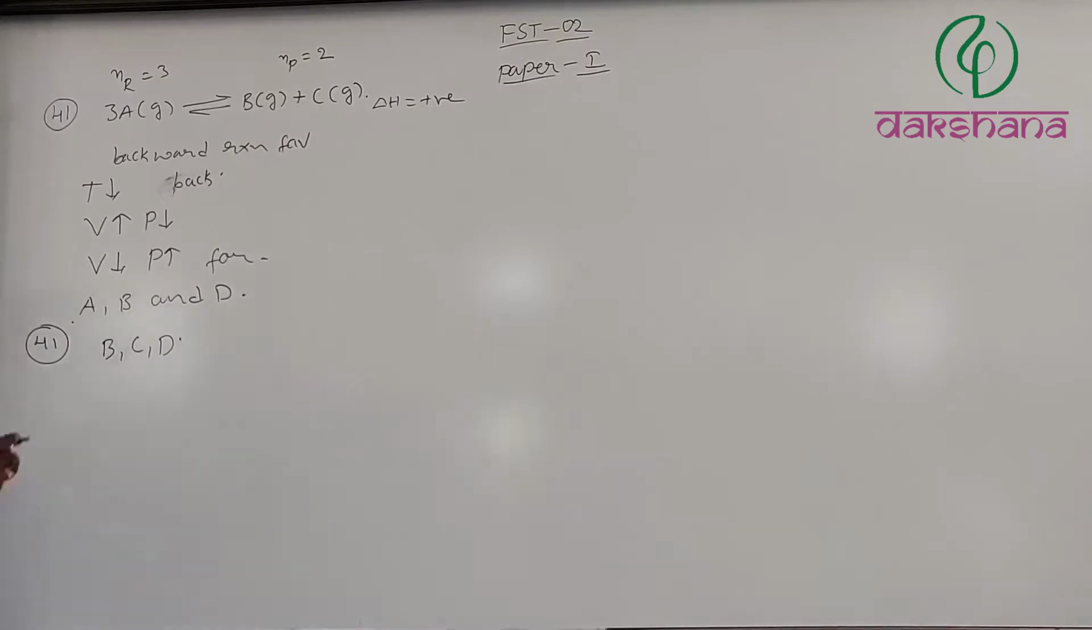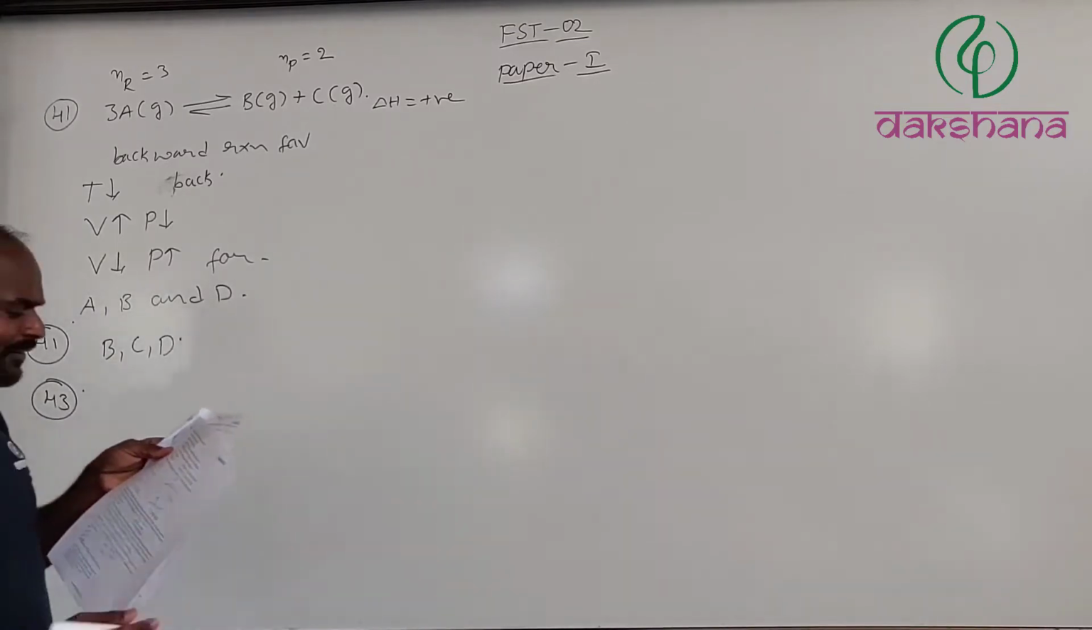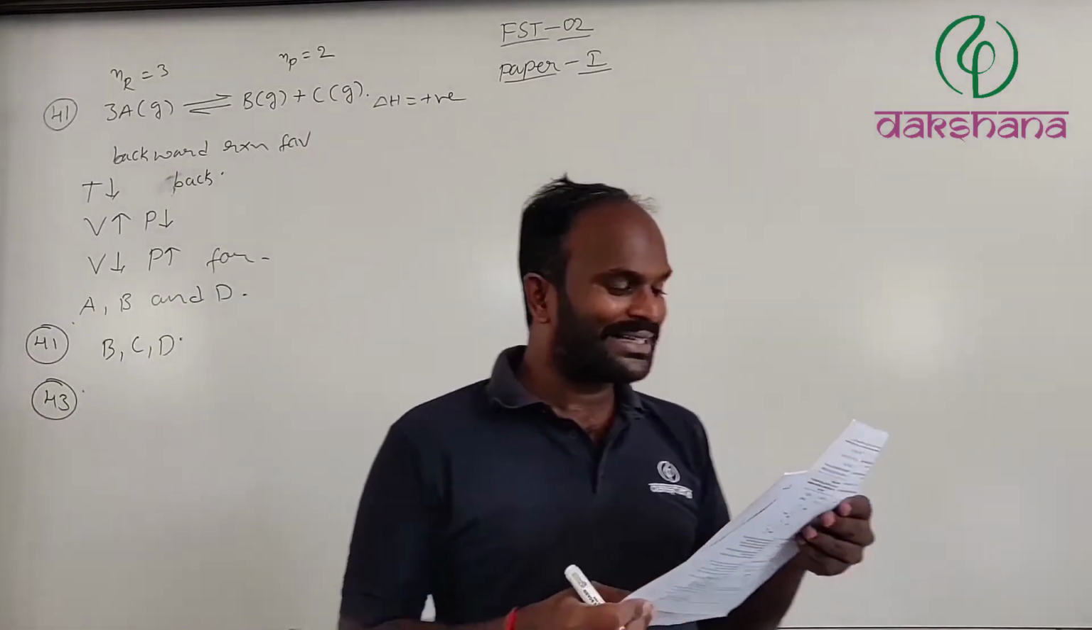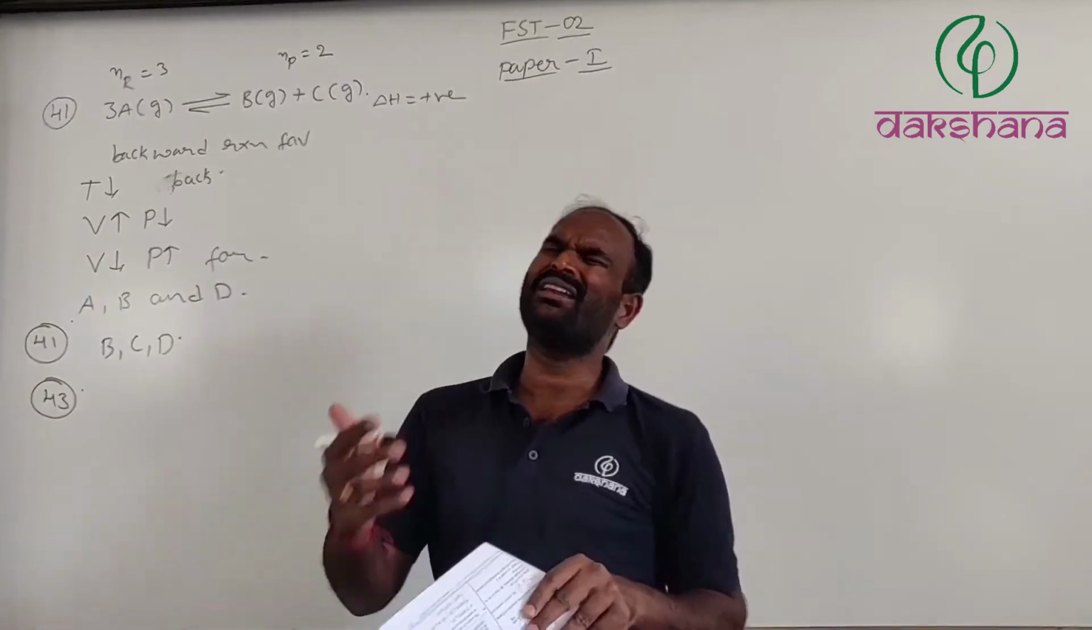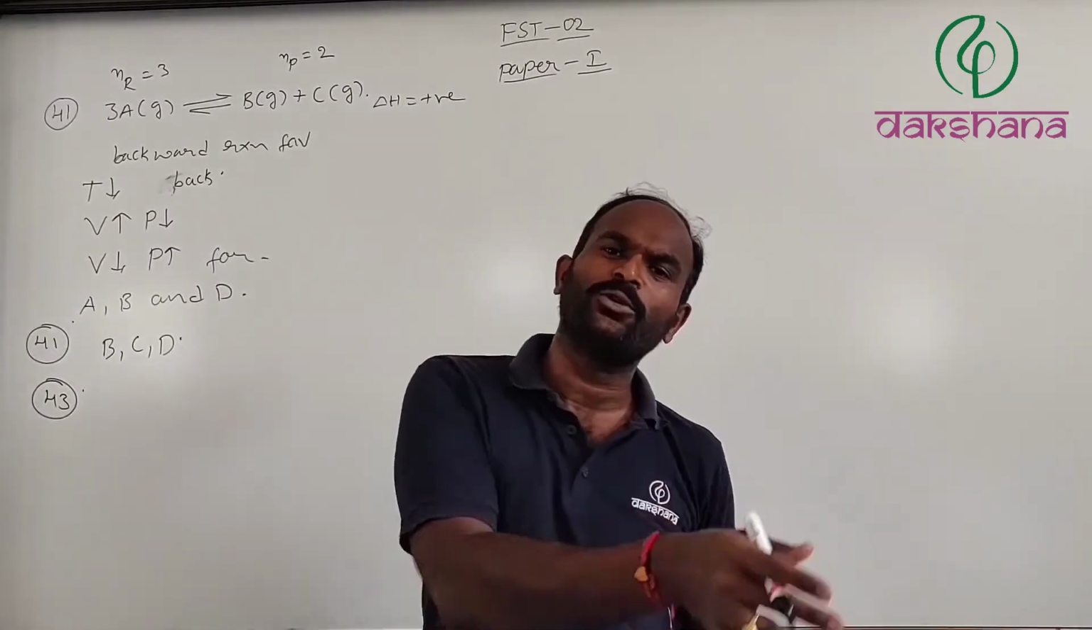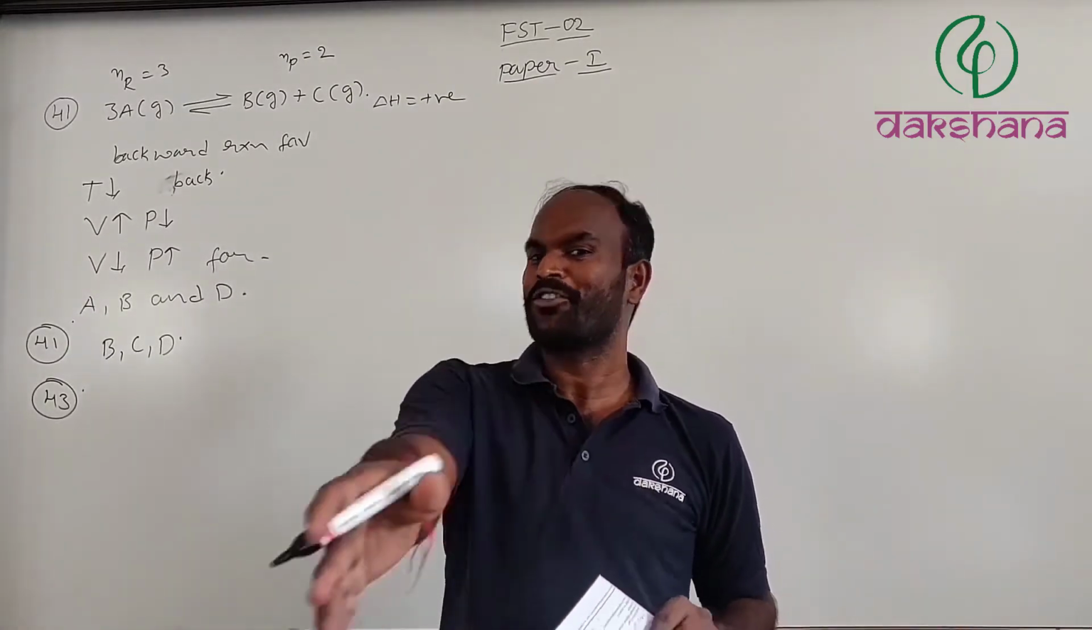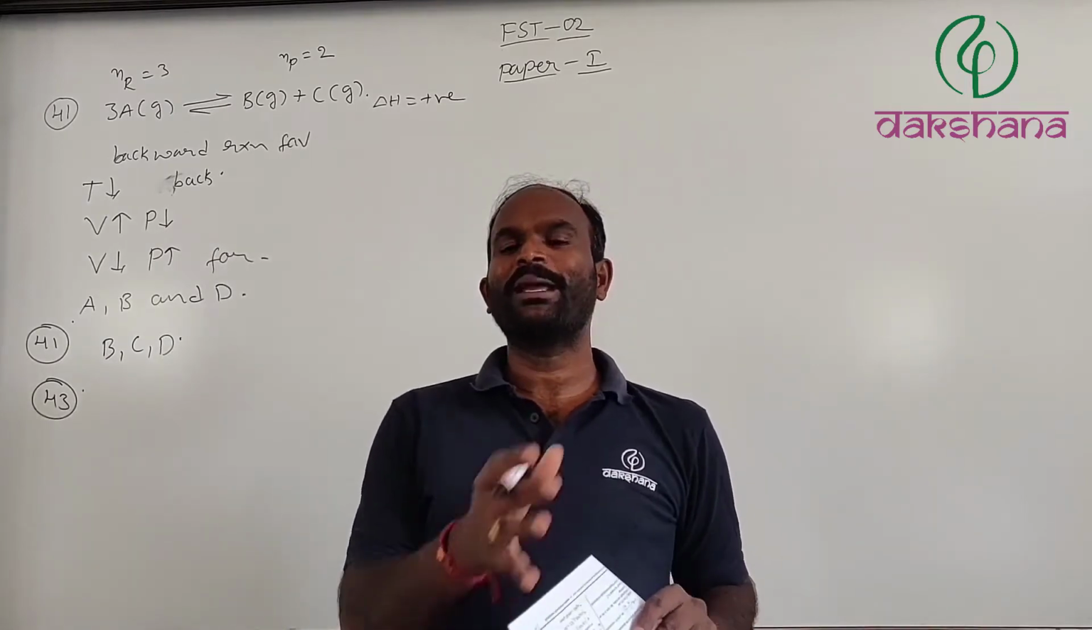Next, 43. Which among the following are correctly matched? And here, the very well-known question. We will keep on telling you about the number of p pi d pi bonds. Why are p pi d pi bonds formed?